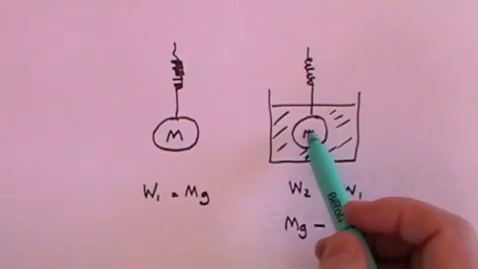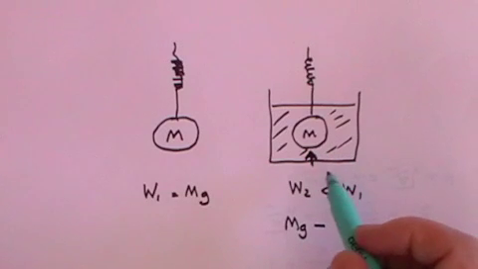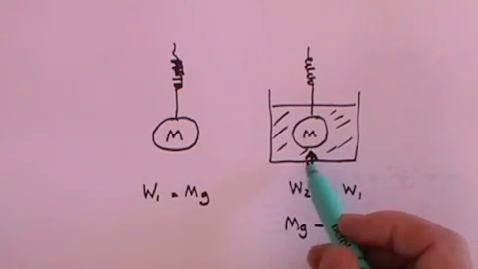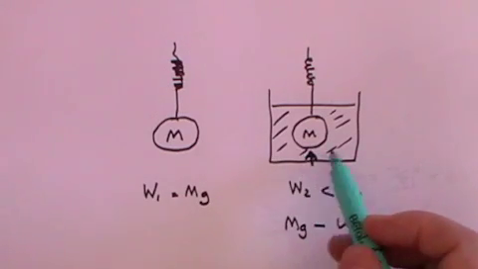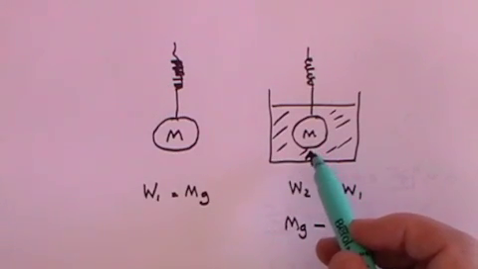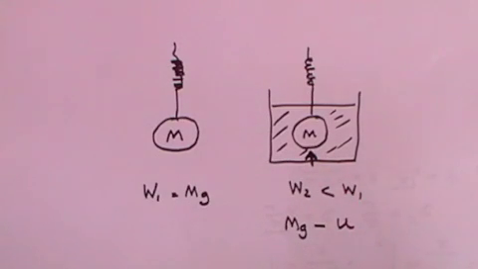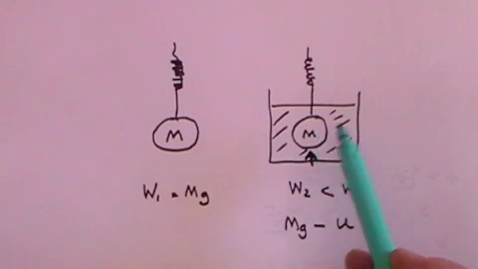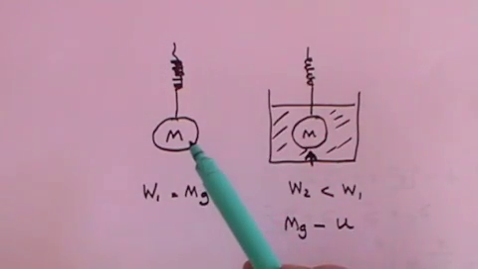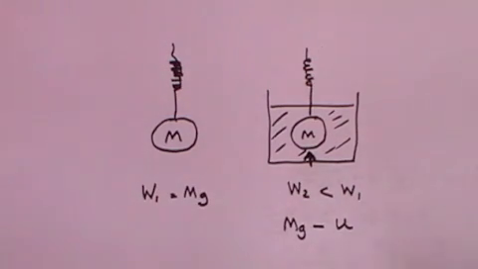So you've got a force mg acting downwards, but you've got a smaller force called an upthrust, which is the water that is pushing upwards on the mass. And that's why the weight of the mass in the fluid is less than the weight of the mass in air. And now we need to calculate what this upthrust is.